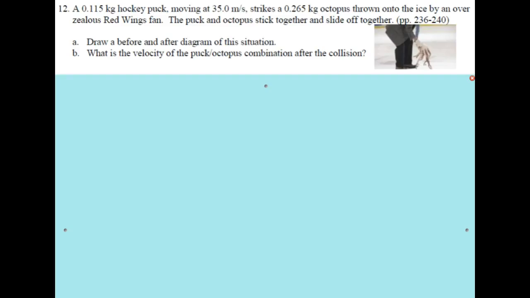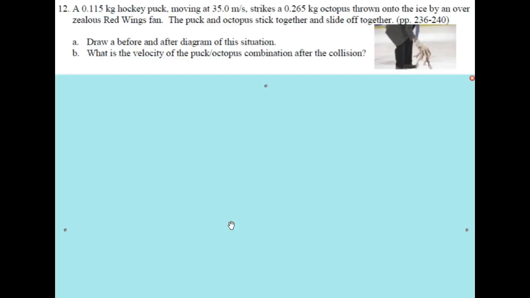All right, let's move on to number 12. A 0.115 kilogram hockey puck moving at 35 meters per second strikes a 0.265 kilogram octopus thrown onto the ice by an overzealous Red Wings fan. The puck and the octopus stick together and slide off together. Draw a before and after diagram of this situation.